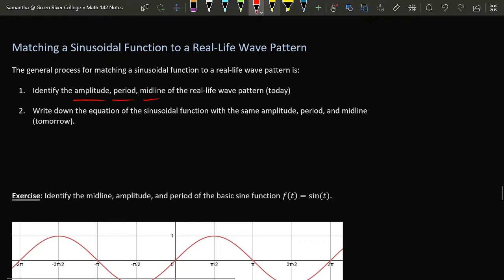Tomorrow, what we're going to learn how to do is to come up with the equation of the sinusoidal function that has a matching amplitude, period, and midline to the real world wave that you're trying to capture mathematically.